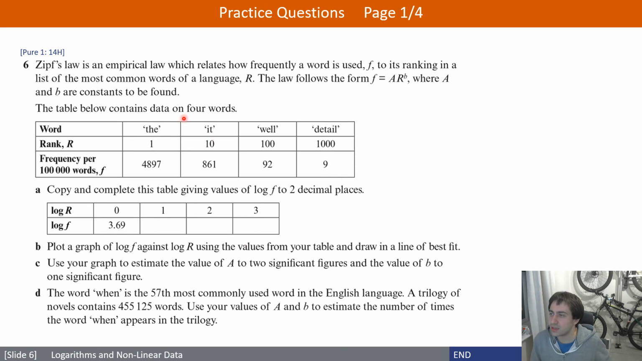Okay, and then don't worry about the size and wordiness of the question. There's not that much to do here, I don't think. This law in itself, by the way, is really interesting. If you get time someday, go on Wikipedia and look up Zipf's law. It's very weird. So in terms of what I actually want you to do, copy and complete this table. That's optional. You can skip that if you don't want to actually write the values.